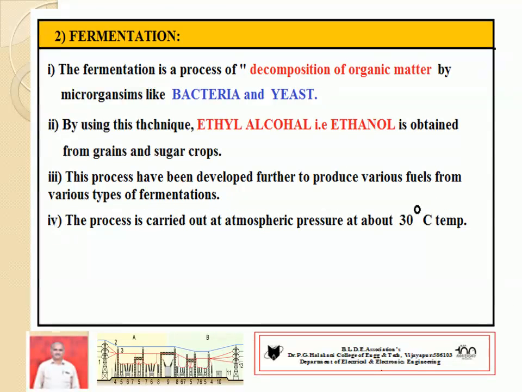The second process is known as fermentation. This fermentation process is the decomposition of organic matter by microorganisms like bacteria or yeast. In this process, ethanol is obtained from the grains or sugar crops. This process has been developed further to produce various fuels from various fermentation techniques. This process is carried out at a temperature of 30 degrees centigrade.